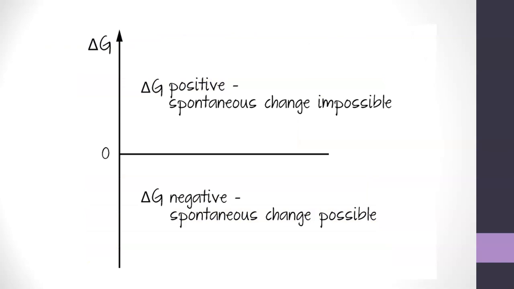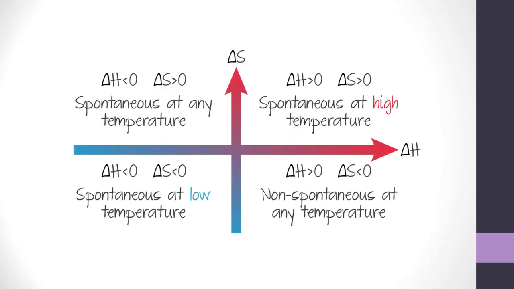So showing this on a graph, we can see that delta G positive, a spontaneous change is impossible. Delta G negative, a spontaneous change will be possible. This graphic shows us the influence of enthalpy versus the influence of entropy on whether or not a reaction will be spontaneous. Remembering delta G needs to be negative to be spontaneous.